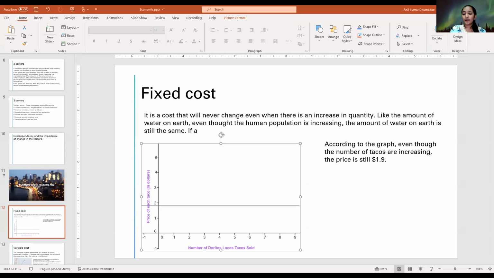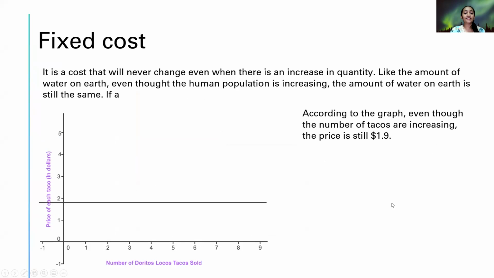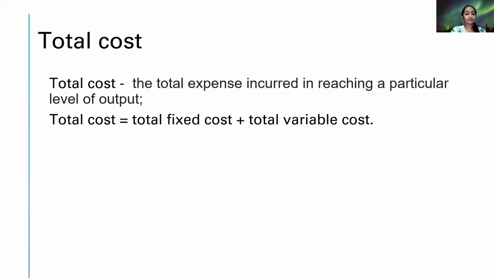So first we will talk about fixed costs. Fixed cost is a cost that will never change even though there is an increase in quantity, like the amount of water on earth. Even though the human population is increasing, the amount of water on earth is still the same. Okay, so this is a fixed cost graph. It is horizontal. So according to the graph, even though the number of tacos are increasing, the price is still 1.9. Okay, so this is fixed cost.